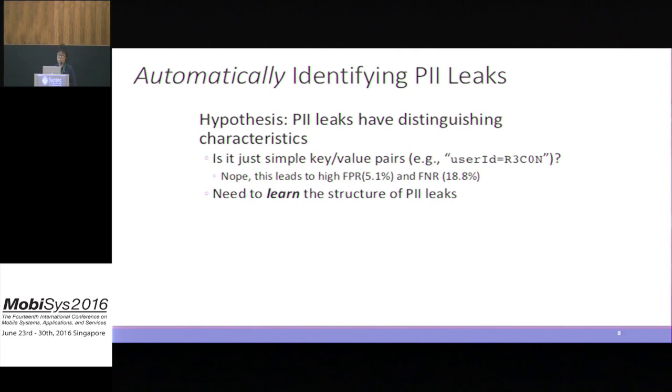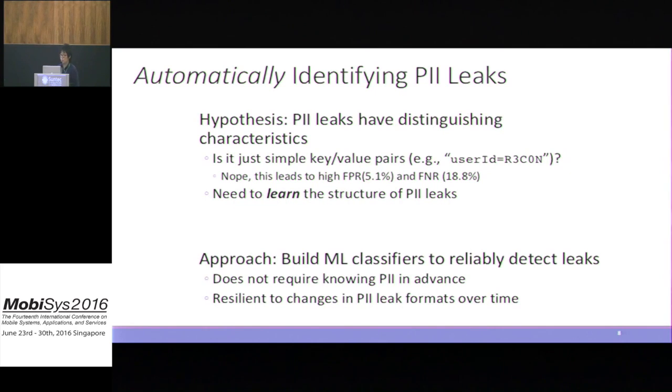So in our experiment, this leads to a high false positive rate and a high false negative rate. The reason is that different strings mean different things for different apps, and this simple string matching won't work. So instead, we need to learn these structures, and our approach is to build machine learning classifiers to learn these various structures and reliably detect a personal information leak.